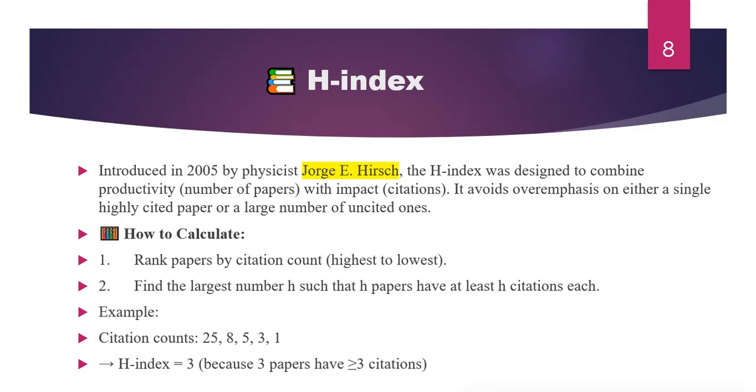How to calculate this index? Rank papers by citation count, highest to lowest. Find the largest number H such that H papers have at least H citations. Example: citation counts are 25, 8, 5, 3, 1. The H-index will be 3 because 3 papers have at least 3 citations.